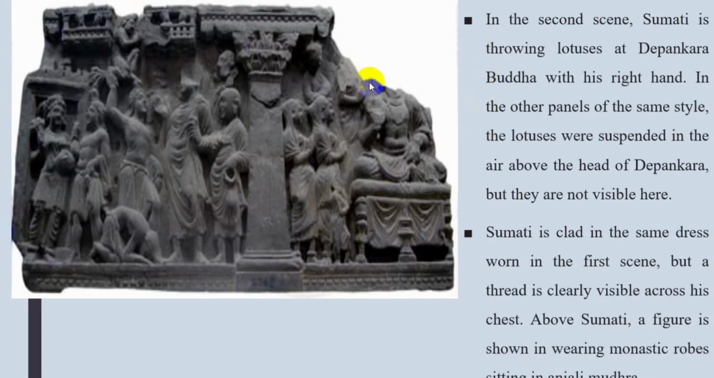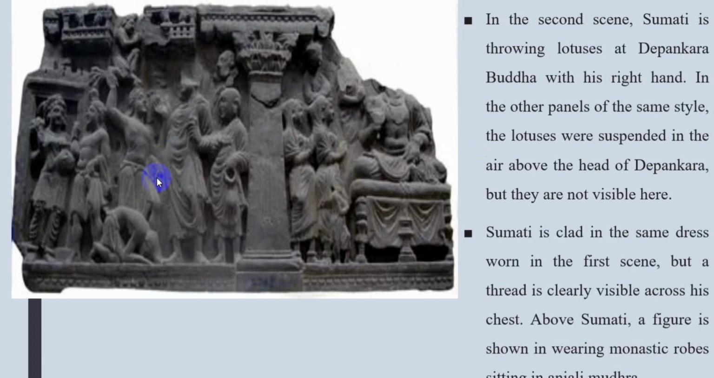And in the second scene, Sumati is shown throwing lotus flowers at Dipankara Buddha with his raised right hand. You can see here that the right hand of Sumati is raised, throwing flowers over the Dipankara Buddha, who is standing to his right. In the other panels of the same style, the lotuses were suspended in the air above the head of Dipankara, but they are not visible here in this panel.